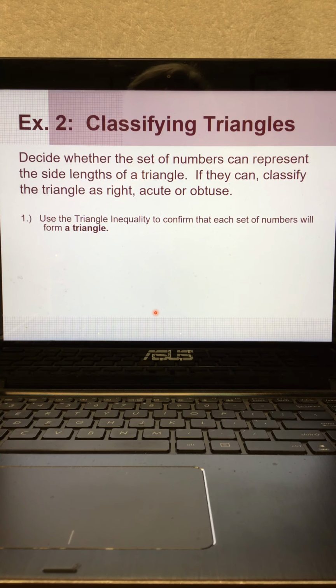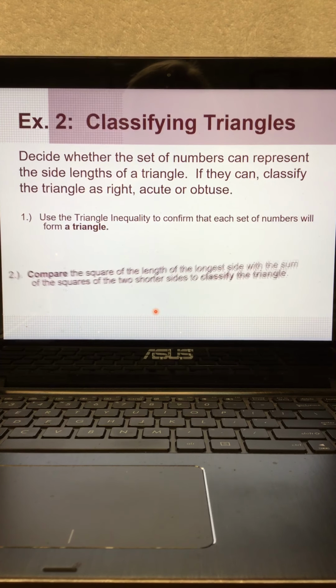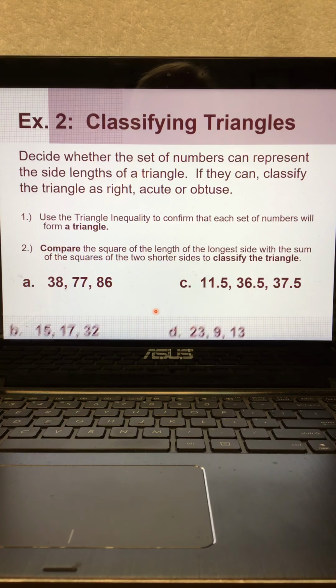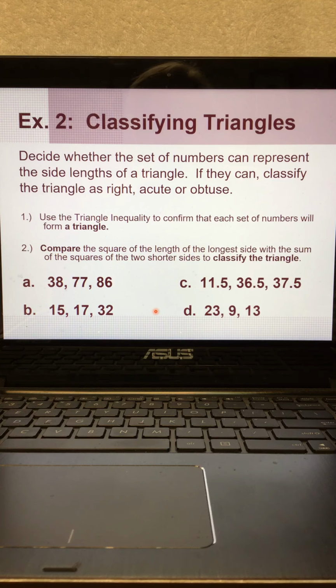And then if they do form a triangle, then we would need to compare the squares and classify the triangle as either right, acute, or obtuse. All right, so let's look at the examples. I have 4 examples, A, B, C, D, and we're going to talk about each one of them individually.